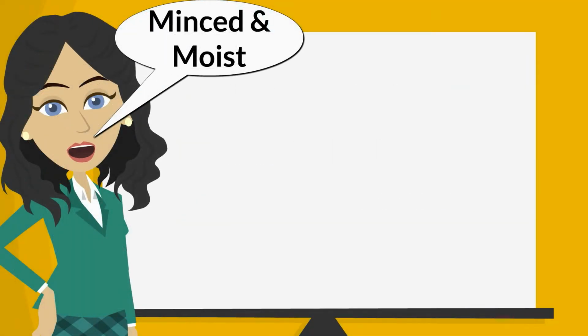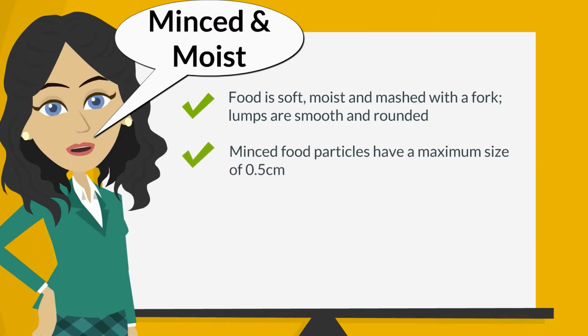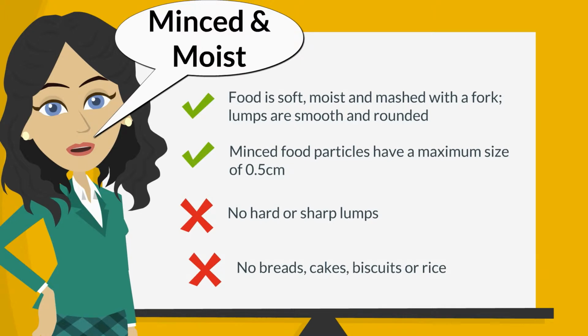Next is the minced and moist diet. On this diet, food should be soft, moist, and be able to be mashed with a fork. Lumps should be smooth and rounded. The minced food particles should have a maximum size of 1/2 centimetre. There should be no hard or sharp lumps, and breads, cakes and biscuits and rice are not allowed.